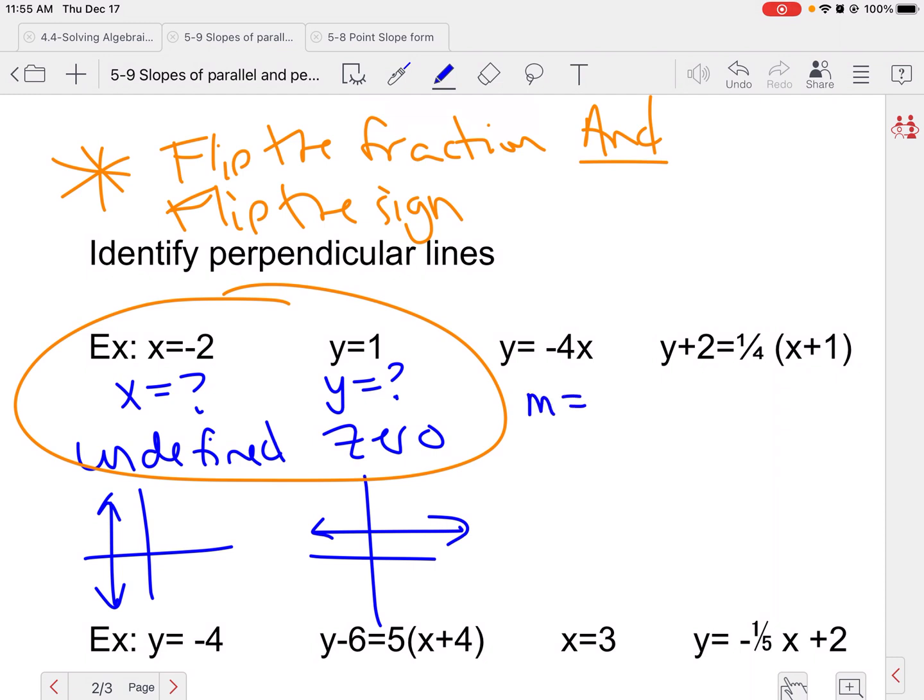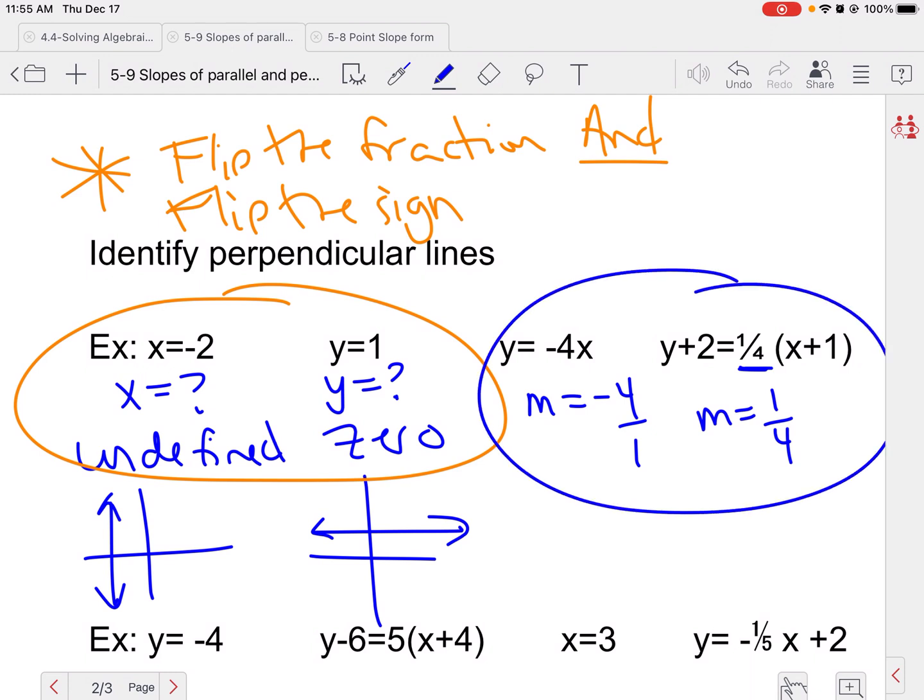Well, I know this one is m is -4/1. I'm just going to put it over 1 so I can decide if the fraction is flipped or not. And remember, in point slope form, this is my slope, right? So I can say m is equal to 1/4. Well, these fractions are flipped and one is negative and one is positive. So these two are also perpendicular.